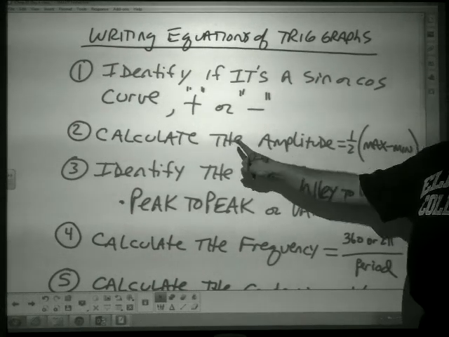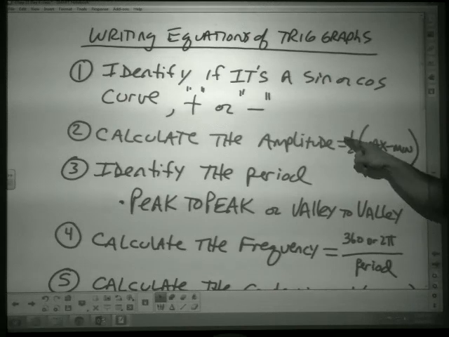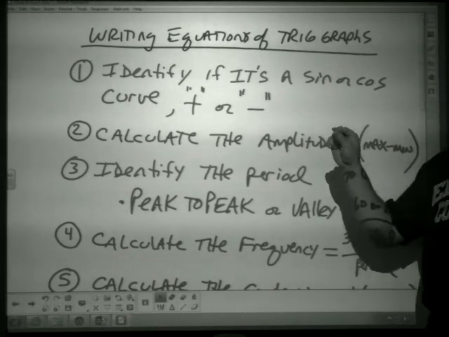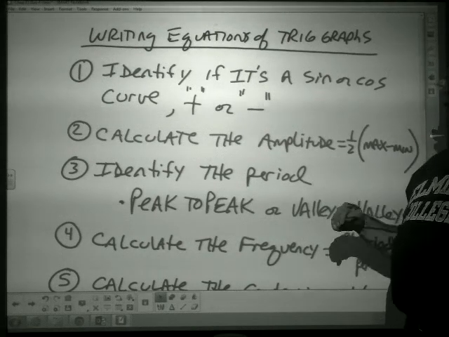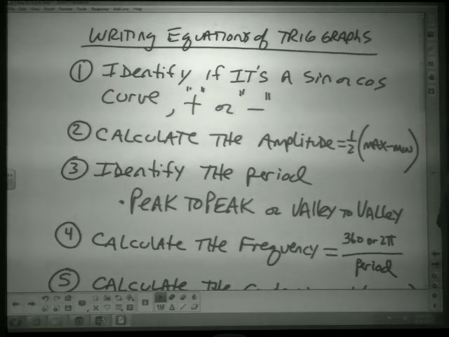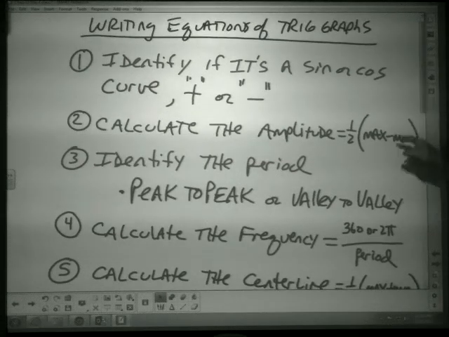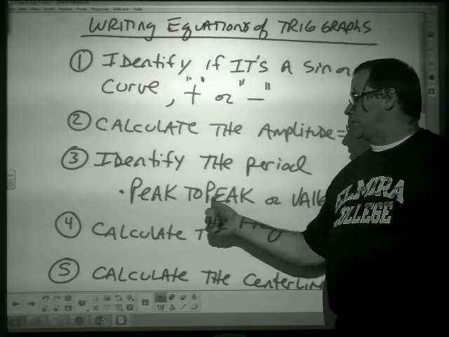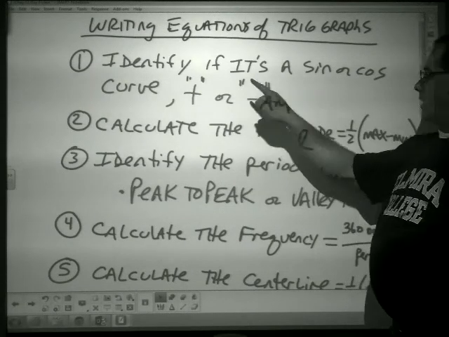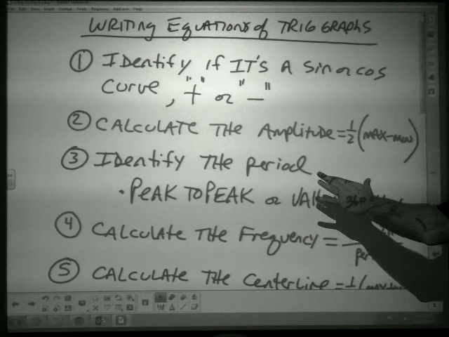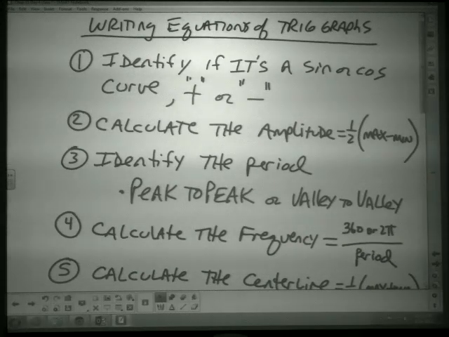Second thing, we need to calculate the amplitude, which is half of the difference between the max and min. If my center line is 0, it's real easy to find. If my center line is not 0, then it's a little bit harder to find. I need to do the formula. Identify the period, and that's the time it takes to do one cycle. What's usually easiest is find two peaks, okay? Find the distance between the two peaks, or two valleys. It's probably the easiest way to find the period.